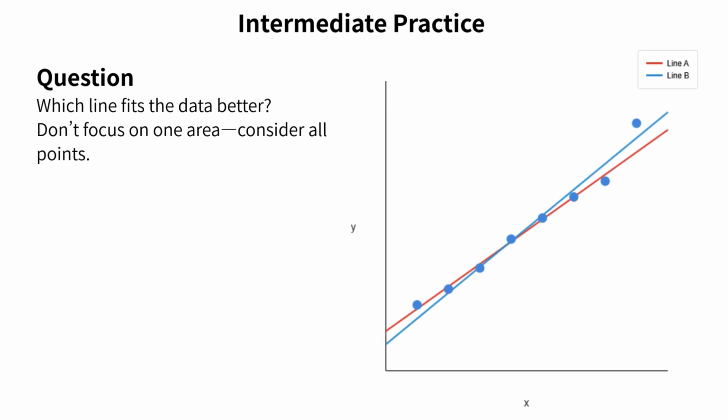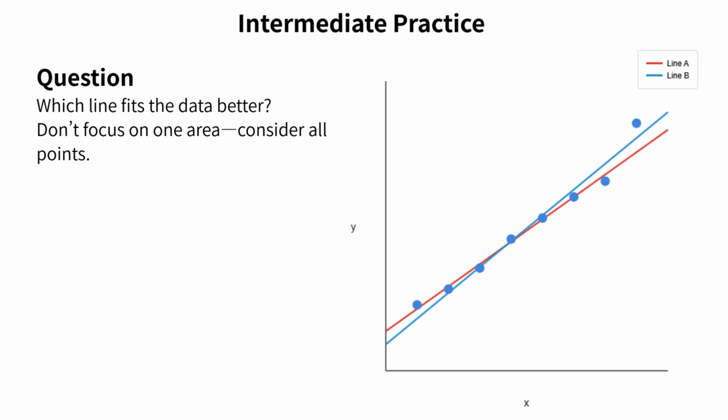Now this one is a bit harder. At first glance, one of these lines might look better in certain areas. For example, around the middle of the graph, line A seems to pass very close to several points. But here's the key idea. Don't focus on just one part of the graph.